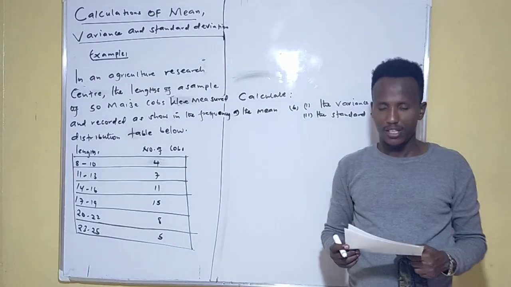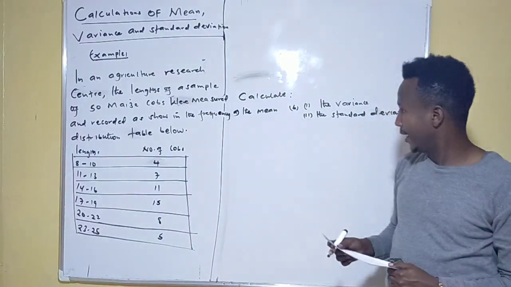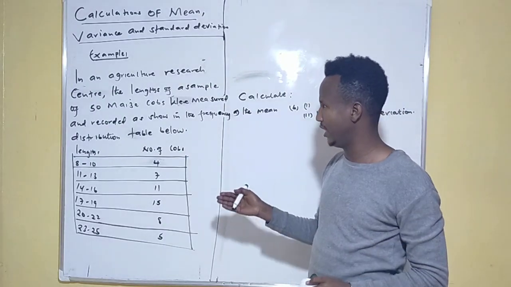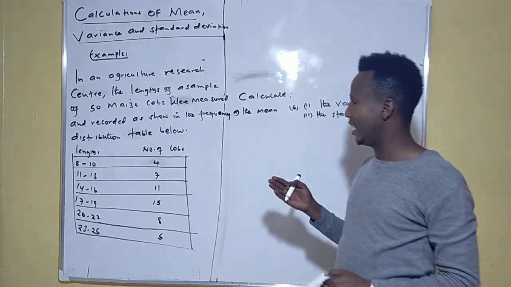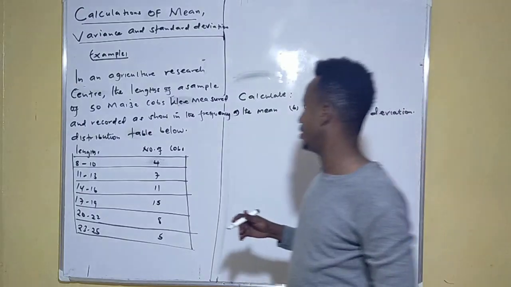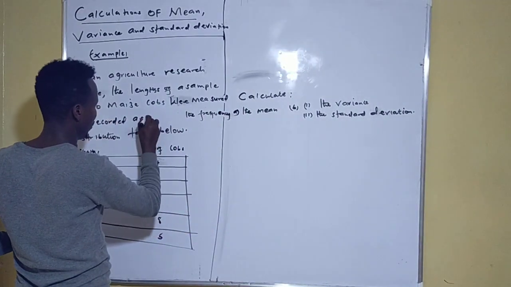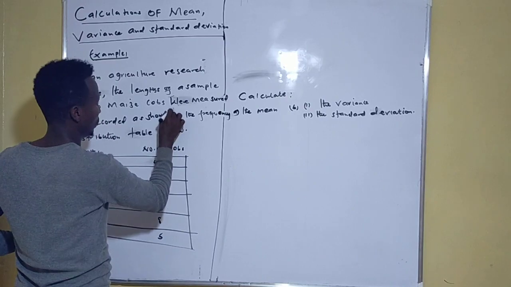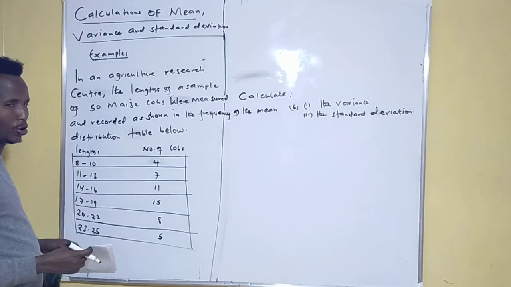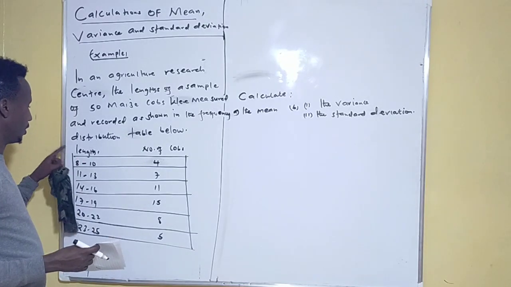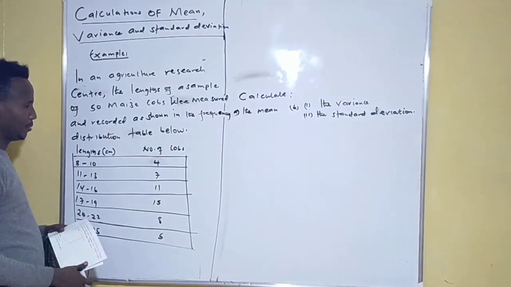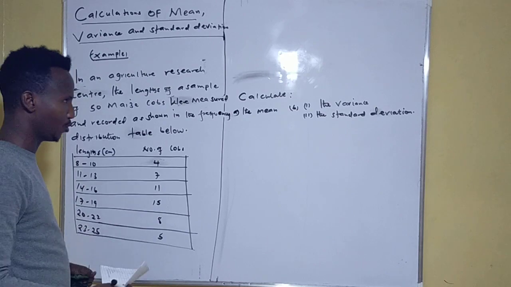Number two is the standard deviation, for your information. And guys, this question is very, very easy. I hope you have the question. You are told in an agriculture research center, the length of a sample of 50 maize cobs were measured and recorded as shown in the frequency distribution table below. This is what we normally call a frequency distribution table, showing us the length in centimeter, plus the number of cobs. So this will be the frequency.